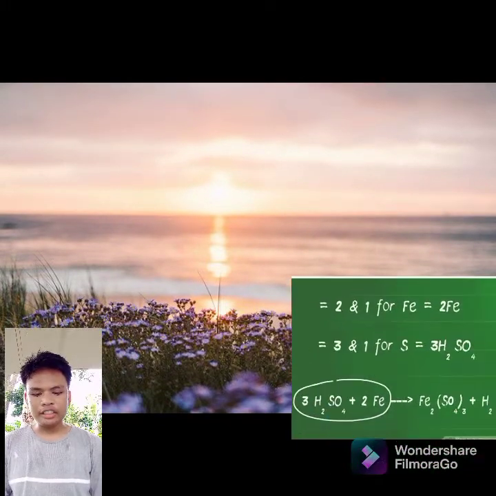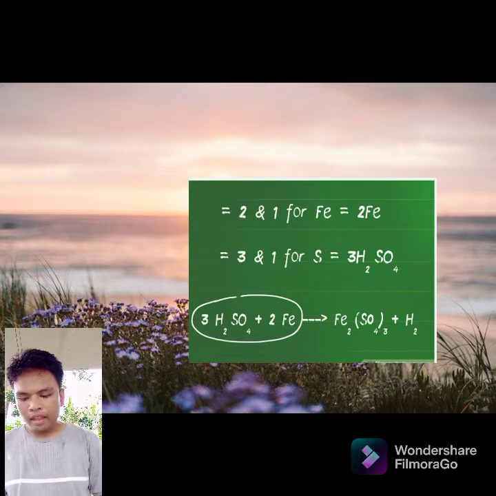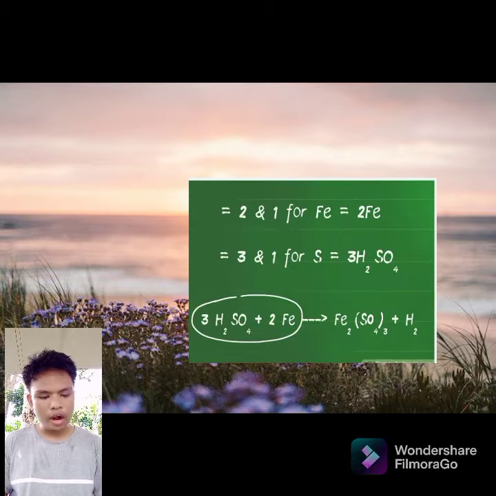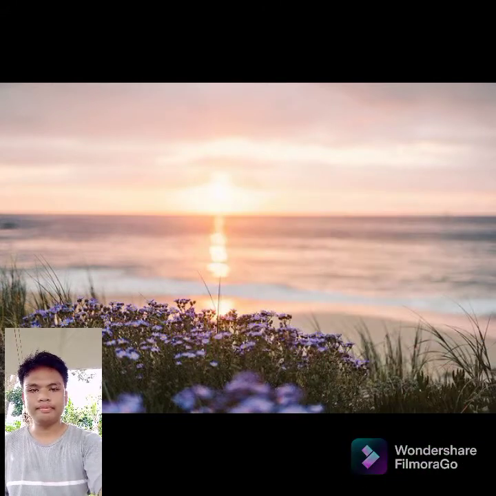Add coefficient in front of elements that are not oxygen and hydrogen to balance each side. For example, the lowest common factor between 2 and 1 is 2 for iron. Add a 2 in front of the iron on the left side to balance it. The lowest common factor between 3 and 1 is 3 for sulfur. Add 3 in front of H2SO4 to balance the left and right side. At this stage, our equation looks like this: 3H2SO4 plus 2Fe gives Fe2(SO4)3 plus H2.